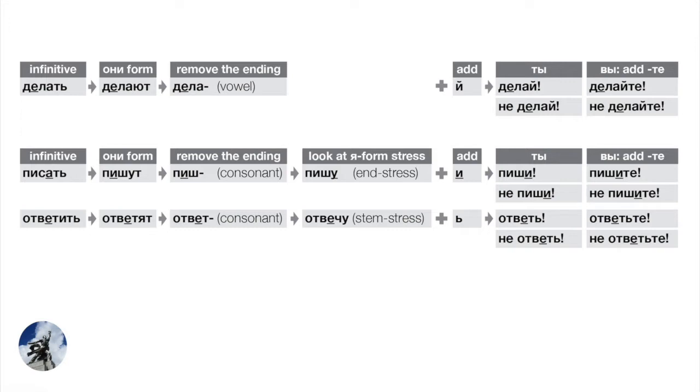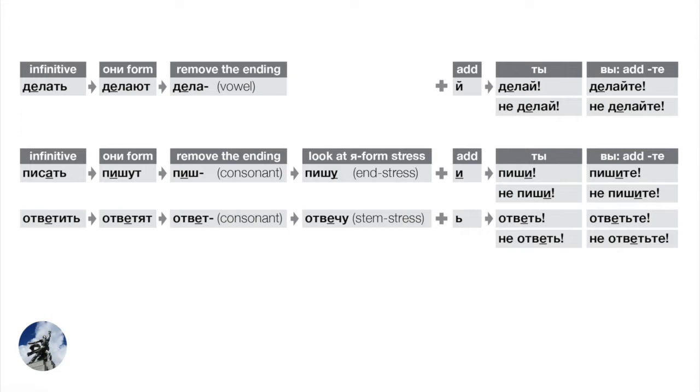And again, if we negate that, it would be не пиши, не пишите. Let's look at one more and then we'll compare even more carefully. Ответить. Okay, keep in mind we can just look at that infinitive and tell that that's a stem stressed infinitive everywhere, right? The infinitive has stress already on the stem. It's not going to move anywhere. Anyway, we get our они form.